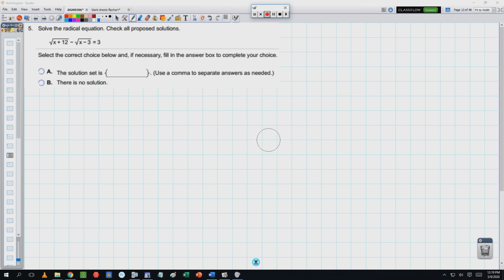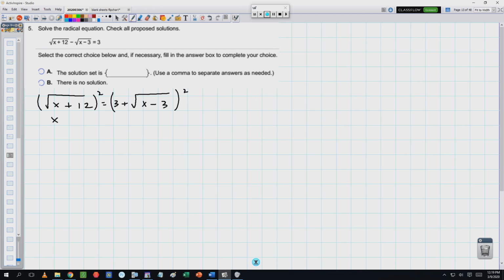We want to solve the radical equation and check our solutions. First thing I'm going to do is split up these two radicals. So I will add the second radical to the right. I'm going to square the two sides, which will help me get rid of one of the radicals pretty quickly.